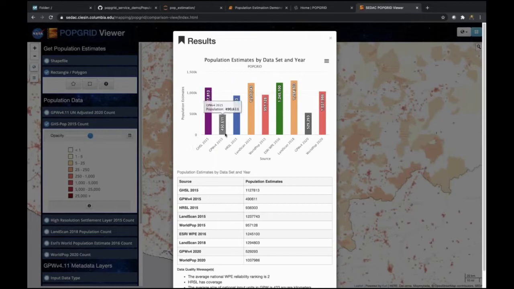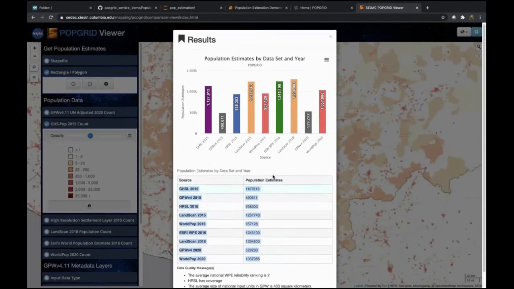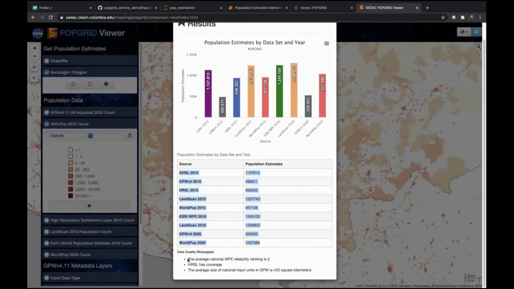And we can see how it varies from 490,000 all the way up to 1.2 million from Landscan, we have 2 versions of Landscan, 2015 and 2018, or just over 1 million for World Pop. And of course, all this data is a table that you could copy and put into a spreadsheet or a report. And we've got some data quality measurements.